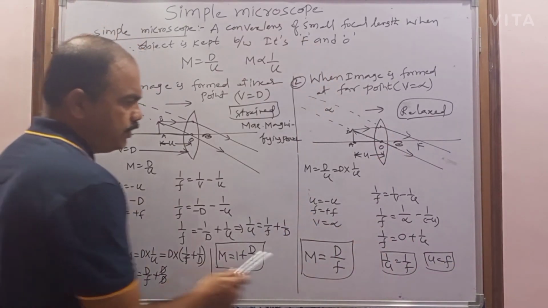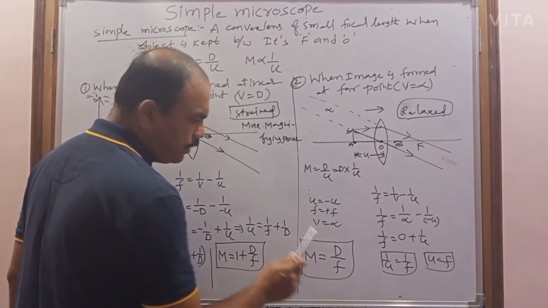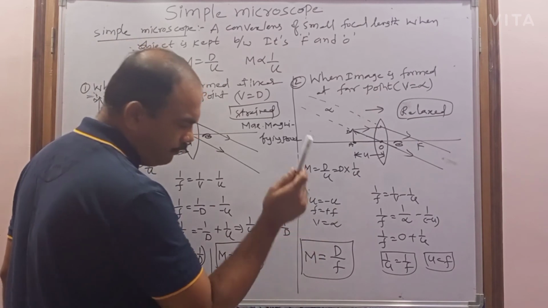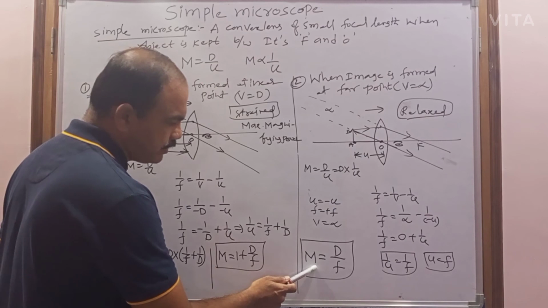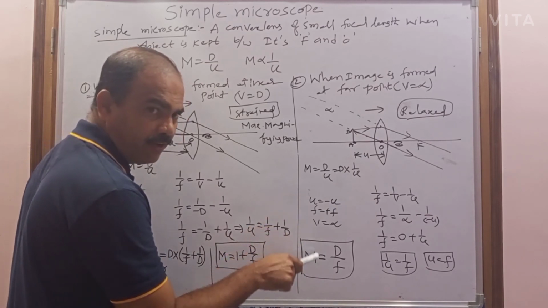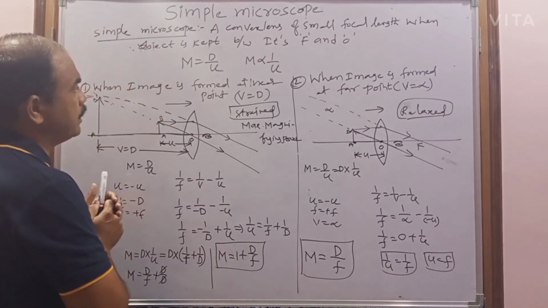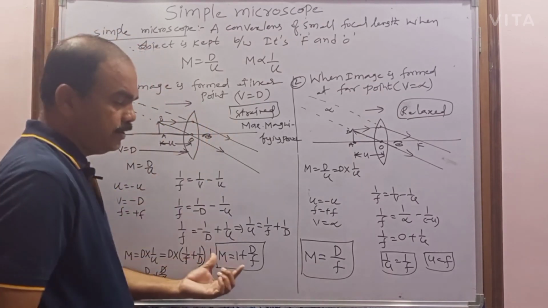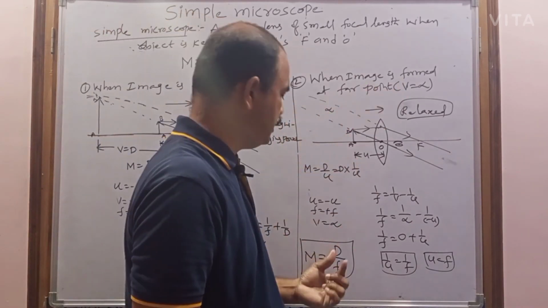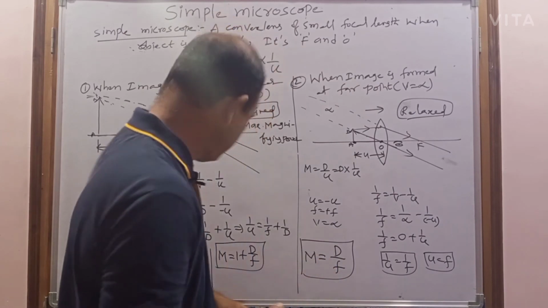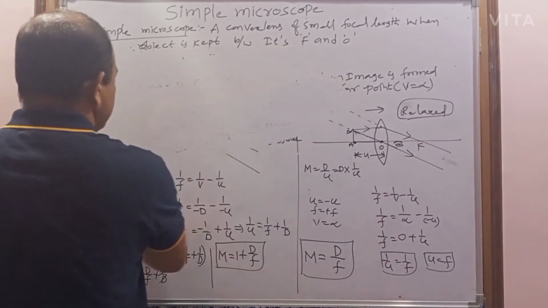When we observe these two formulas, what are they? M equal to 1 plus D by f, and M equal to D by f. This is the minimum magnifying power formula, and this is the maximum magnifying power formula. When the image is formed at the near point, that simple microscope has a maximum focal length. When the image is formed at the far point, that simple microscope has the minimum focal length.